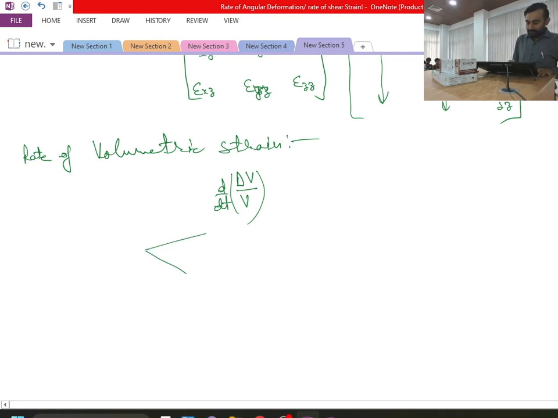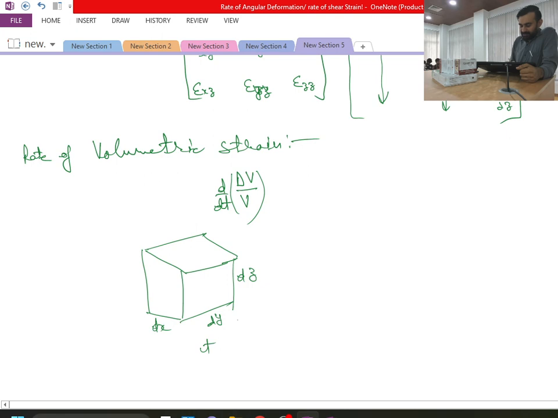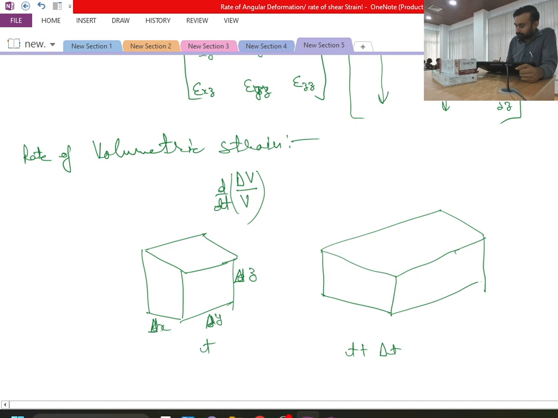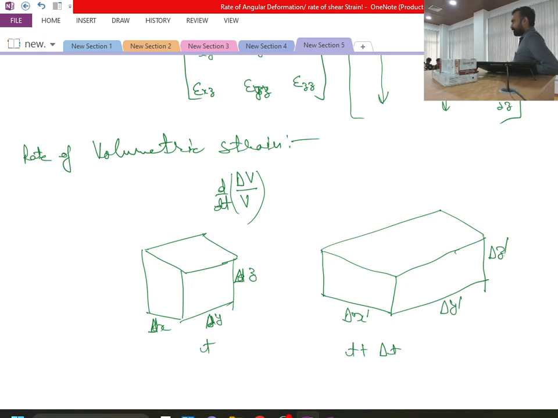Say I have a three-dimensional fluid element like this, of size dx dy dz. This is at time t. After some time in the flow field, at time t plus delta t, it has changed in its size. So now its dimensions are delta x dash, delta y dash, and delta z dash. If its dimensions are changing, then ultimately there will be a change in its volume also. So what we have to find now are the new dimensions and then the changes.